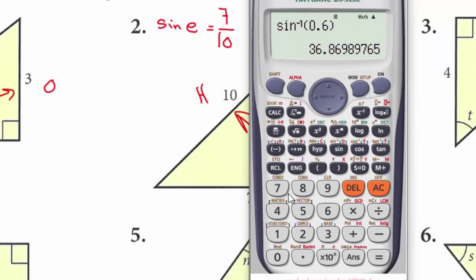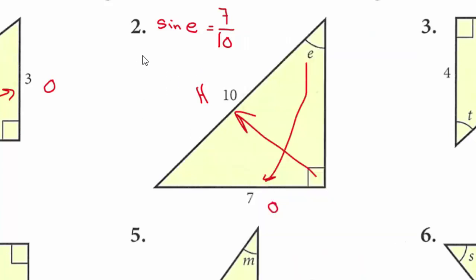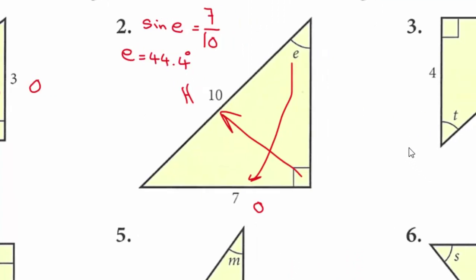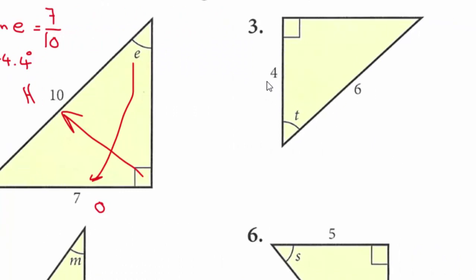Sine inverse: shift and sine means sine inverse. Sine inverse of which angle is 0.7, or you can straight away substitute the fraction 7 over 10. Close the bracket. Not this bracket, the outer one. Then you see it's 44.42. The 2 is a small number, so it's just 44.4. E is 44.4 degrees.